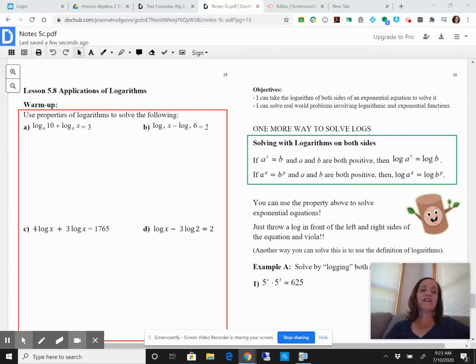This is lesson 5.8, applications. So here we'll have some story problems finally, as we've been doing a lot of things with properties and not really applying it to anything in the real world. There'll be a couple of problems like that here.